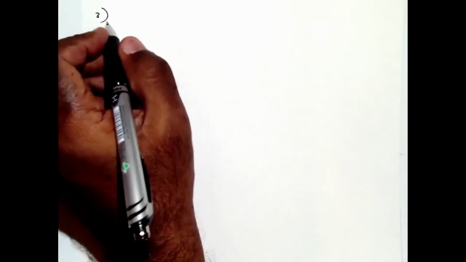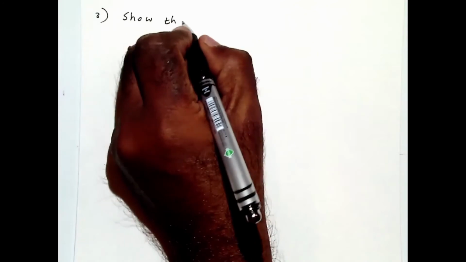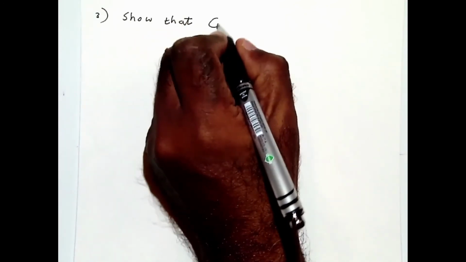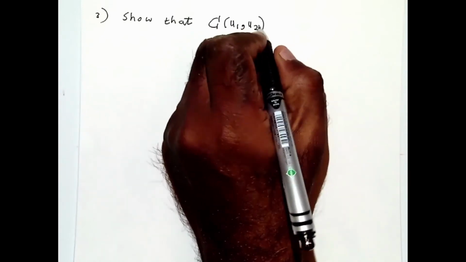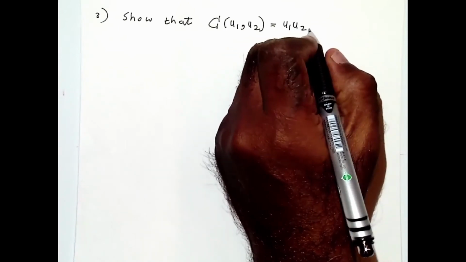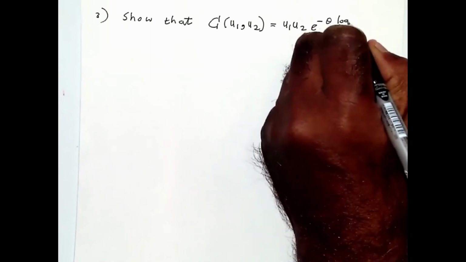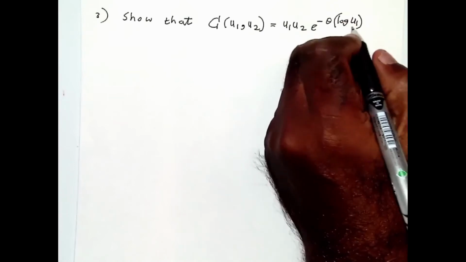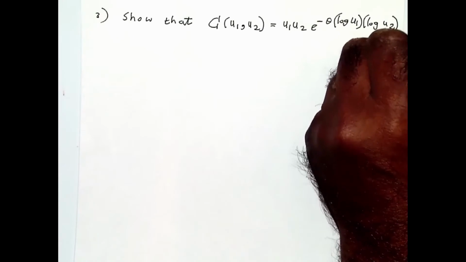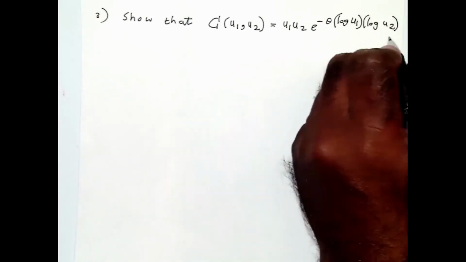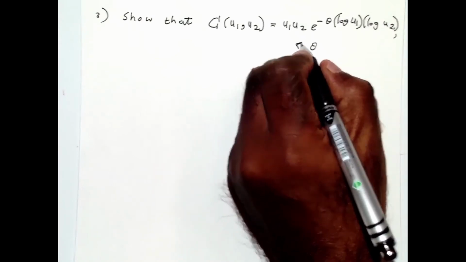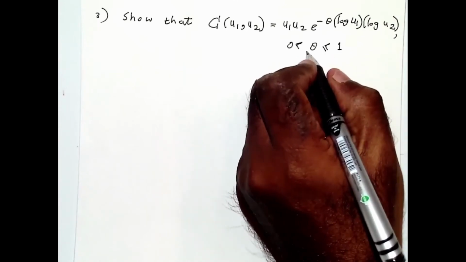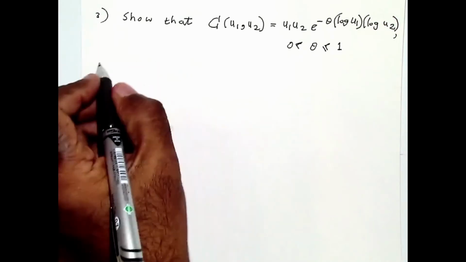Now question 3. Question 3 is the following: show that... right, where theta is a number between 0 and 1, but including 1, not including 0, right? And we want to show that this is a copula.